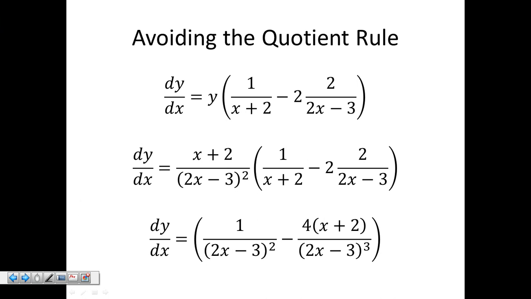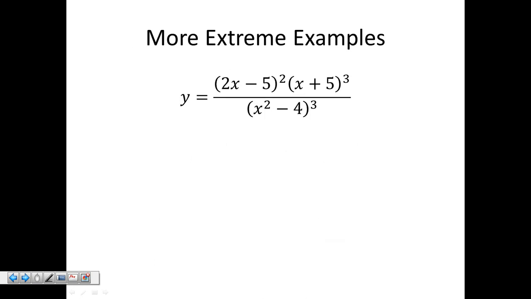I can get 2x minus 3 squared on the bottom of my first fraction. The x plus 2 is canceled. I have a 2x minus 3 cubed in my second fraction. My x plus 2 doesn't cancel in my second fraction. If I wanted to combine these, I could create a common denominator of 2x minus 3 cubed, and I could even combine some like terms if I did that. But let's move on to take a look at some more extreme examples.